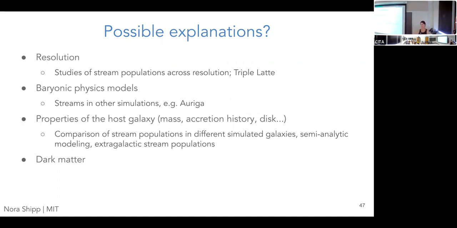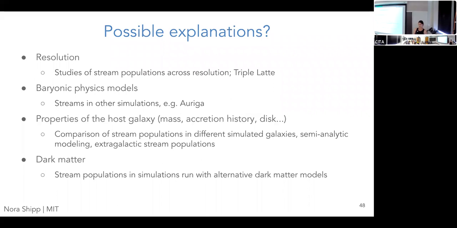And then there's the question of whether dark matter could be affecting it. So I think it'll be interesting, at the same time as we're exploring all of these properties of our simulation and baryonic physics and properties of the host galaxy, there are also cosmological simulations run in alternative dark matter models. FIRE has SIDM simulations and dissipative dark matter. So we're also planning on looking into those and identifying streams to see the effect of changing properties of the dark matter particle on the resulting stream population.